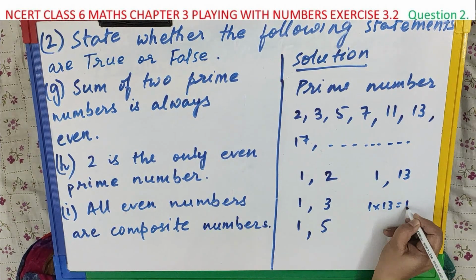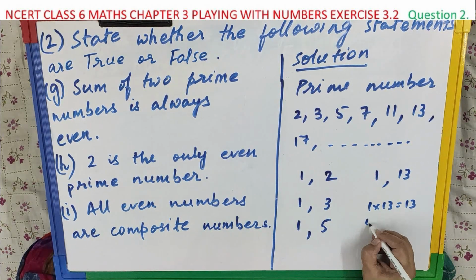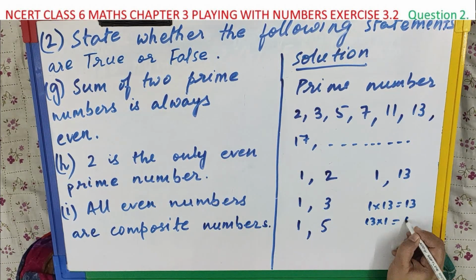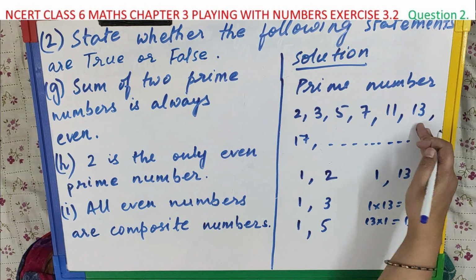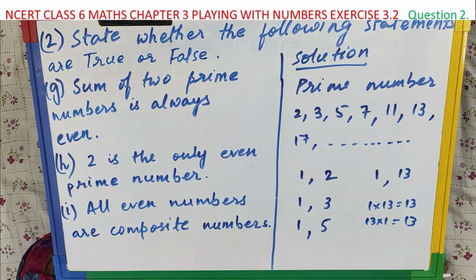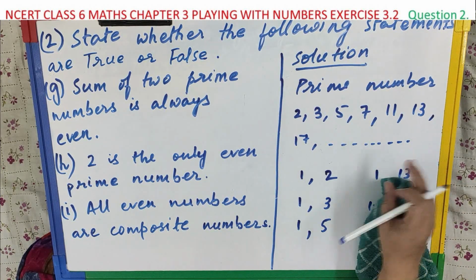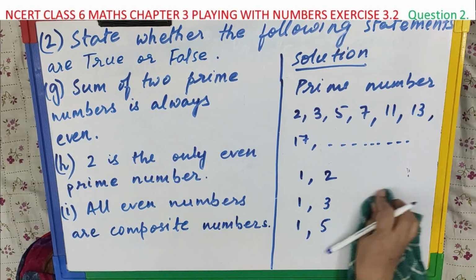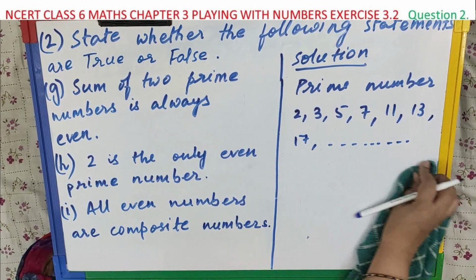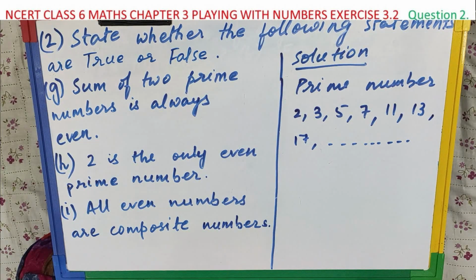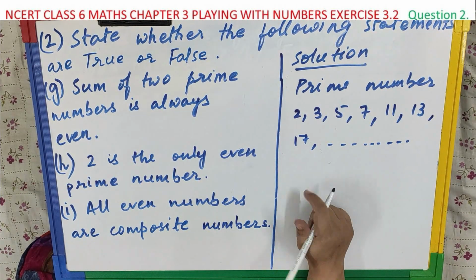Because 1 thirteen is 13 and 13 ones are 13. So it can be divisible by only 2 numbers, 1 and 13. It cannot be divisible by any other number. So this is a prime number. Understood what prime numbers are? Now let us see composite numbers.